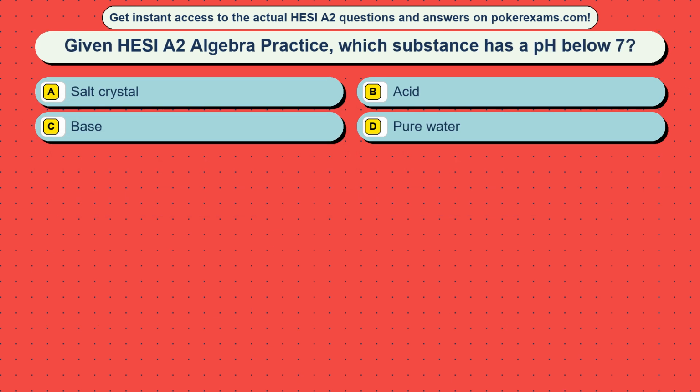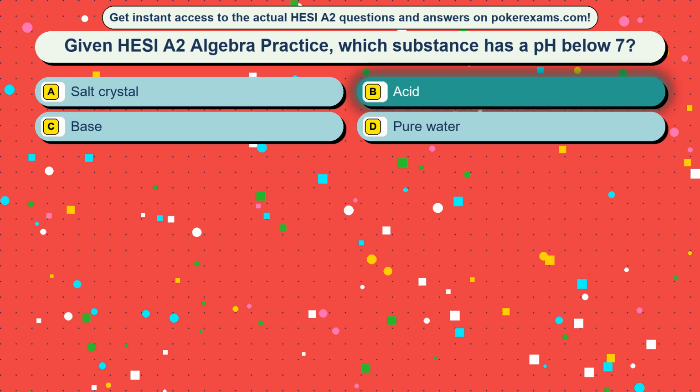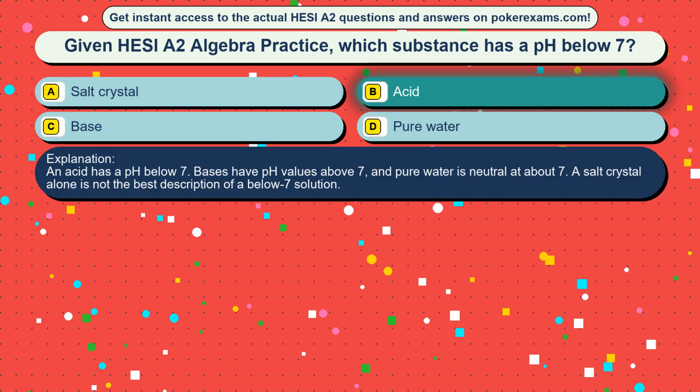Question 48. Given HESI A2 Algebra Practice, which substance has a pH below 7? Option A, salt crystal. Option B, acid. Option C, base. Option D, pure water. The correct answer is option B, acid. An acid has a pH below 7. Bases have pH values above 7, and pure water is neutral at about 7. A salt crystal alone is not the best description of a below 7 solution.